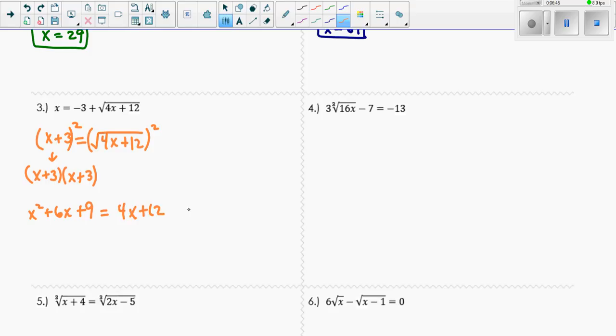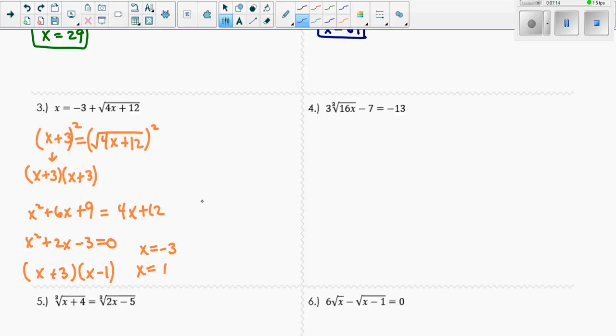I can see that this is quadratic, so I have to set it equal to 0. I have x squared plus 2x minus 3. Let's see, factor. I get 2 solutions, one of negative 3 and a 1. I need to go back and check my answers.